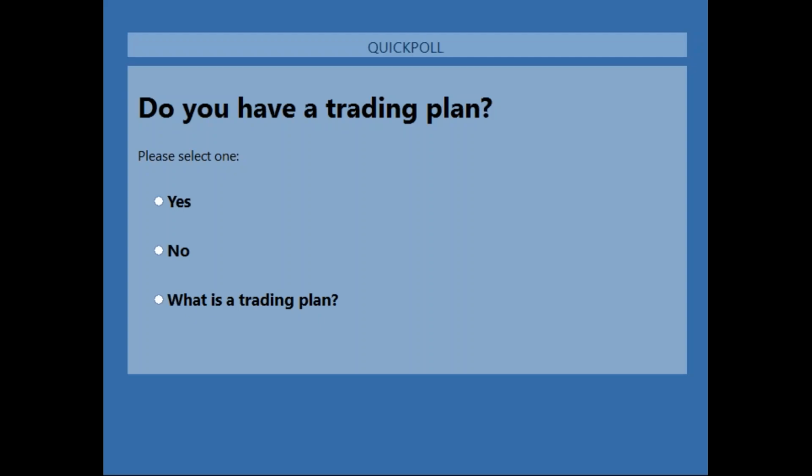So while I go ahead and queue up my next graph, I want to ask my final quick poll question here. I want to know if you have a trading plan. In short, yes, you do. You know exactly how you're approaching markets. You know what style you're looking to employ in your trading. No, you're not necessarily certain that you have an individual approach. Maybe you're working on the trading plan. And my third option is, what is a trading plan?